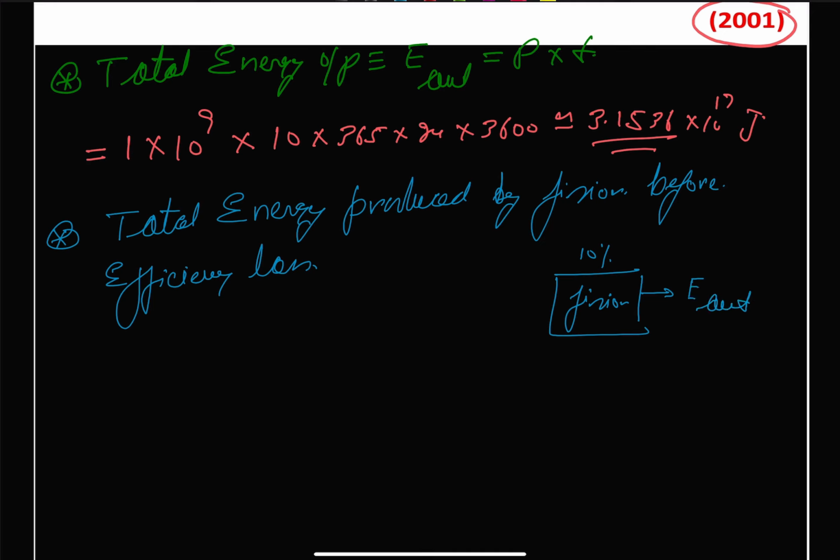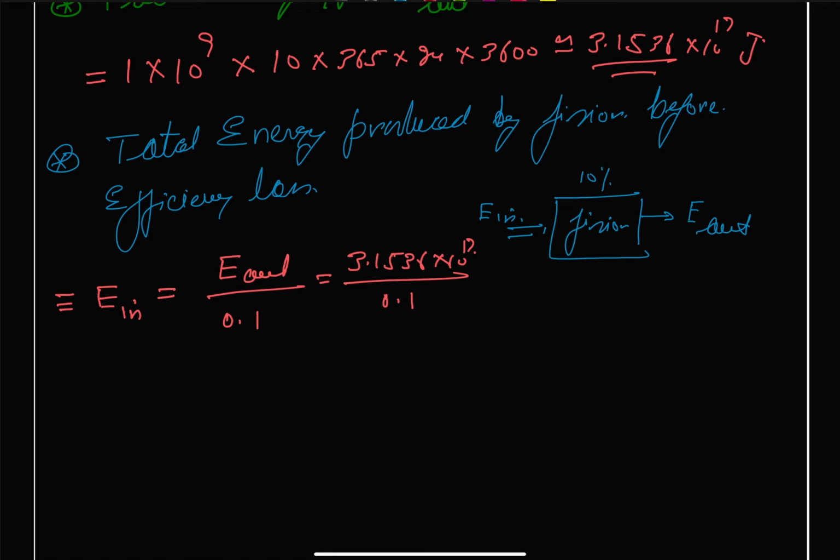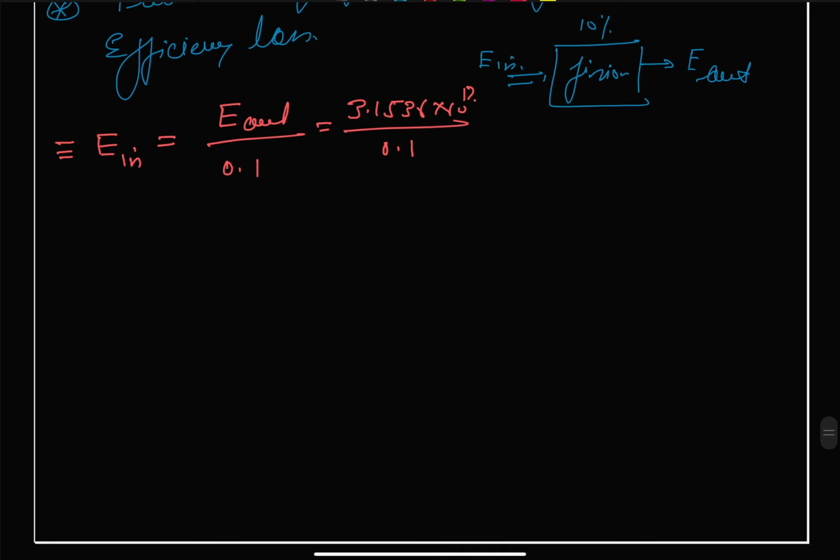So based on this we can find out our E in. We can say our E input will be equal to our E output, and it is 10%, so this is 0.1. This will be coming as 3.1536 into 10 to the power 17 divided by 0.1. So we get our E input will be equal to 3.1536 into 10 to the power 18 joules.